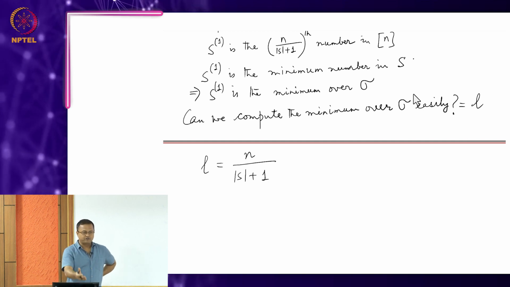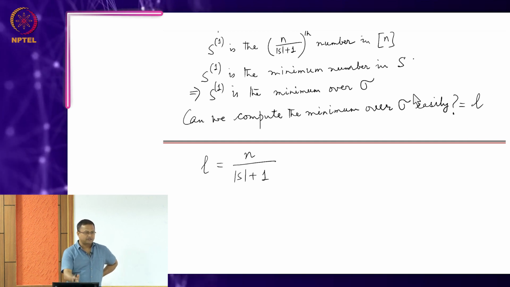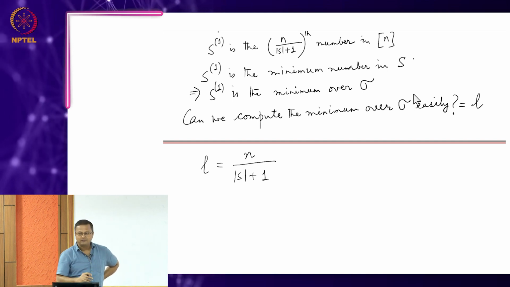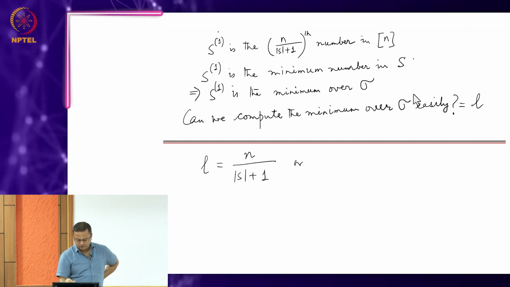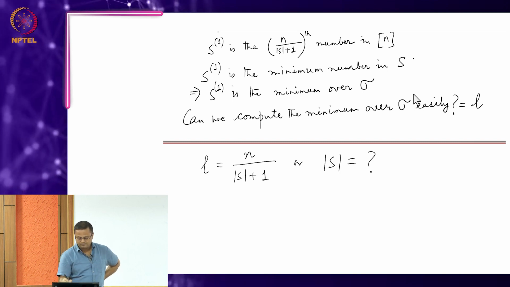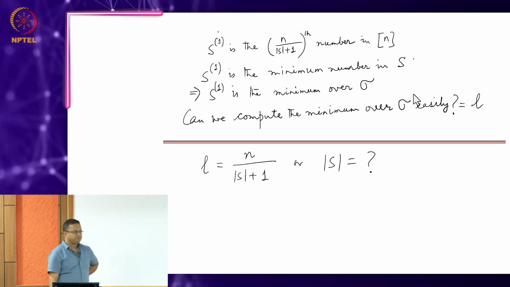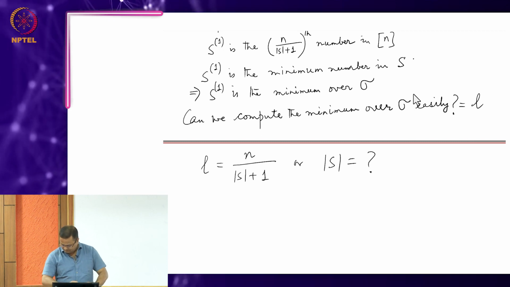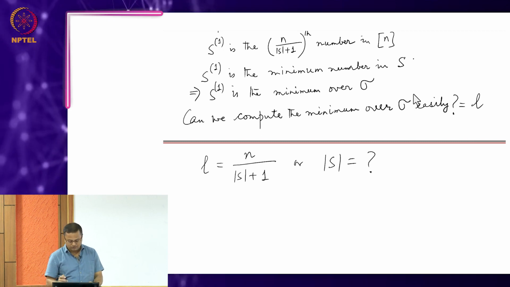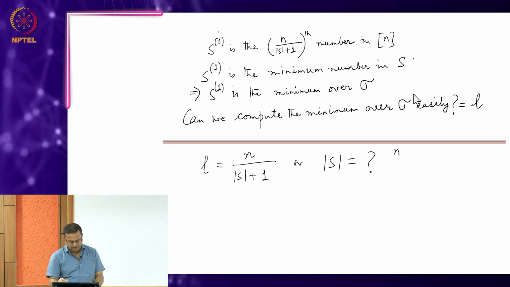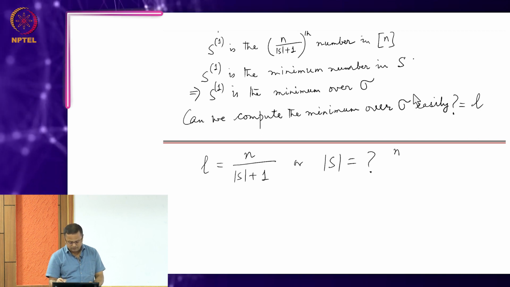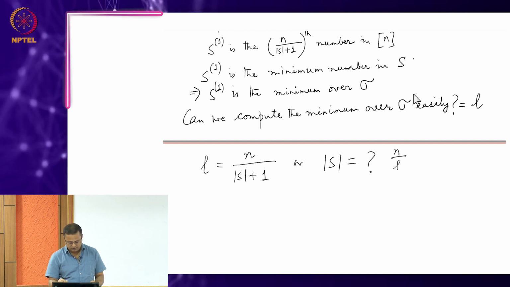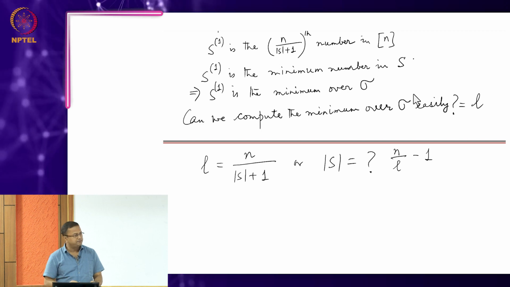L is what you have got out of your stream and the rest are parameters, right. Mod s is the number that you want to estimate. So, solve for mod s. So, this is how much? N minus L, N by L minus 1, right.